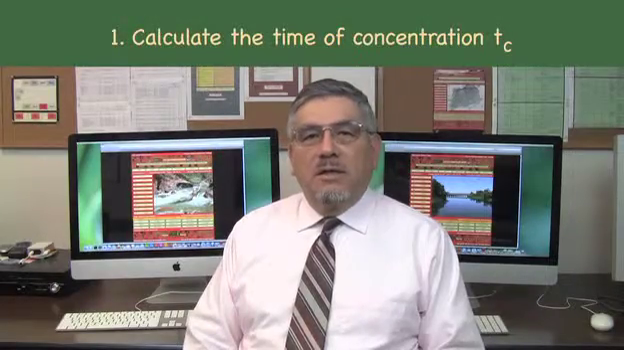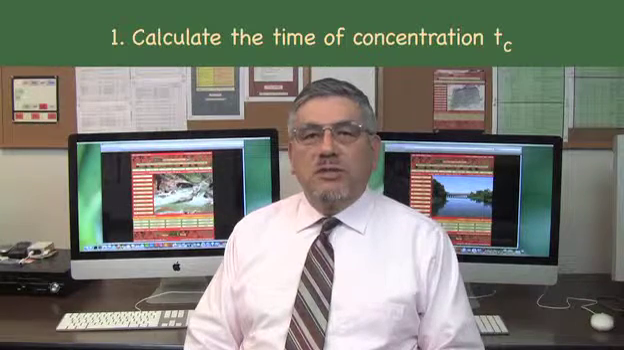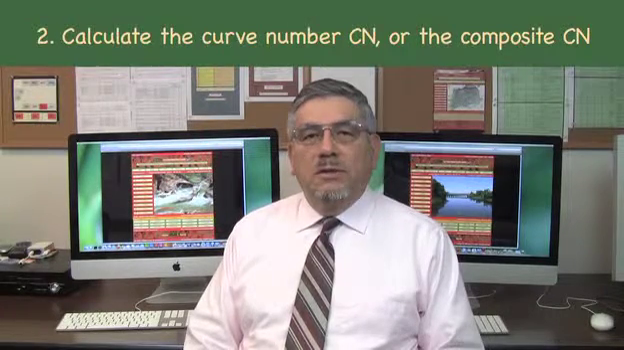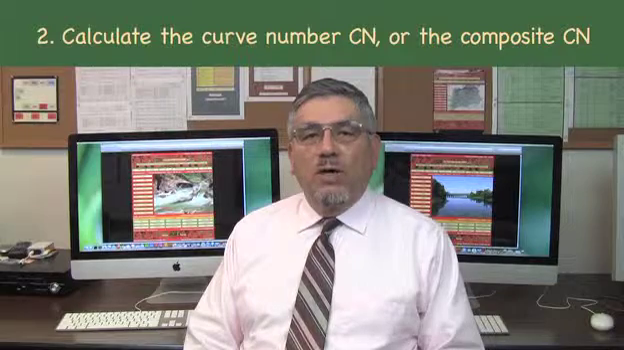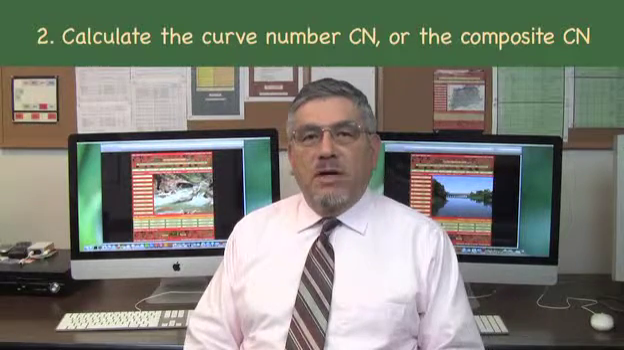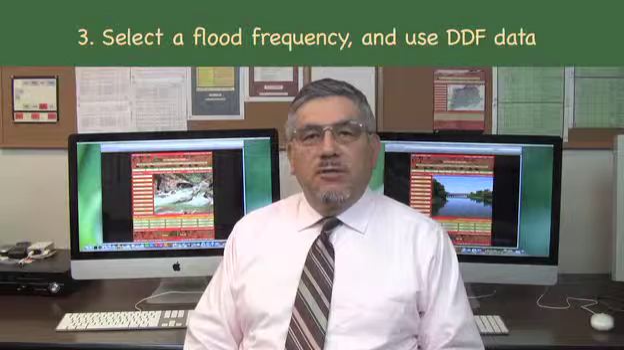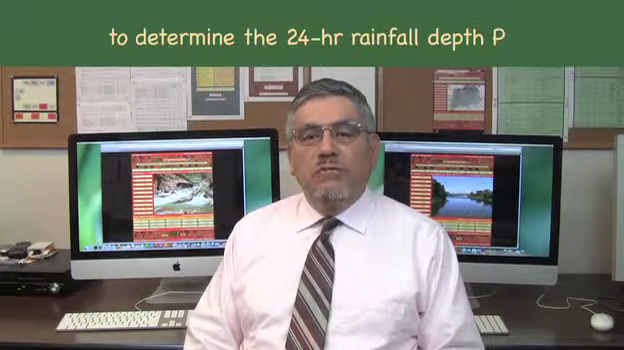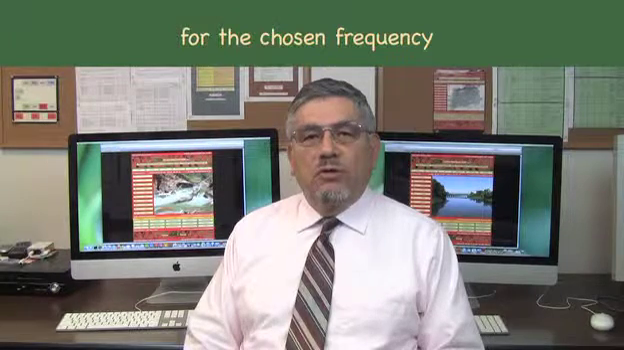The steps in the application of the method are the following. 1. Calculate the time of concentration T sub C, assuming either overland flow, shallow concentrated flow, or stream flow. 2. Calculate the curve number CN, or, if necessary, the composite curve number. 3. Select a flood frequency and use depth duration frequency data, that is, DDF data, to determine the 24-hour rainfall depth P for the chosen frequency.